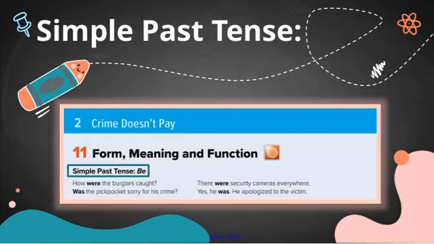Today, we're going to focus on the simple past tense. This tense is used to talk about actions that happened at a specific point in the past. It's one of the most common tenses we use when recounting past events. The key point to remember is that the simple past is usually formed by adding ed to regular verbs, like walk becoming walked. However, there are many irregular verbs, such as go, which becomes went, and have, which becomes had.